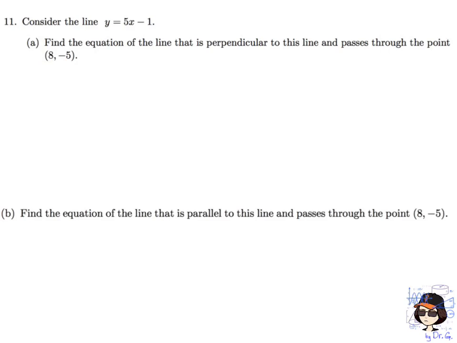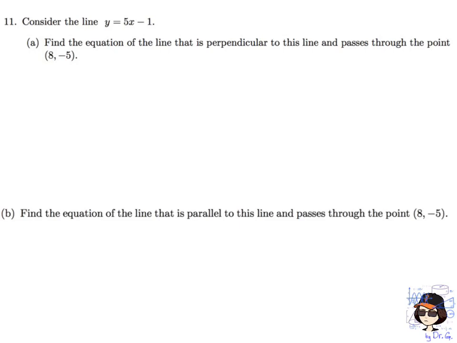The first part, part A, says find the equation of the line that is perpendicular to this line and passes through the point 8, negative 5. And then part B says find the equation of the line that is parallel to this line and passes through the same point, 8, negative 5. All right, let's look at part A first.